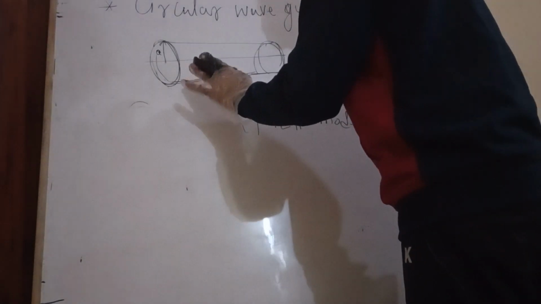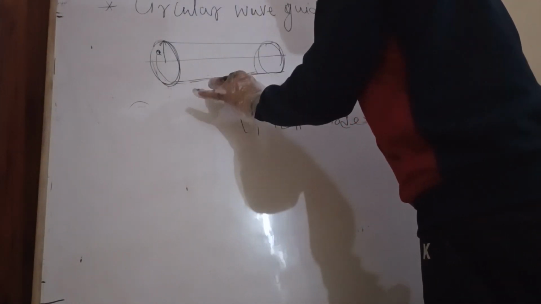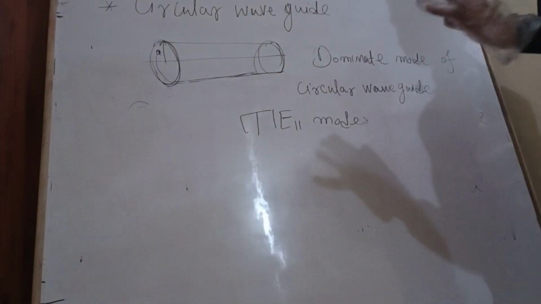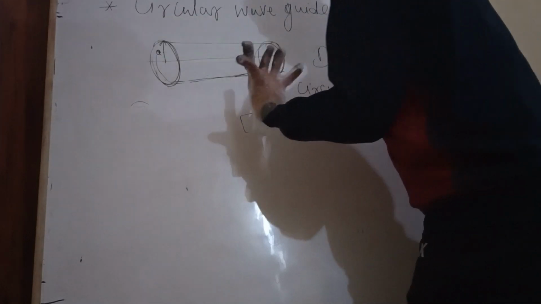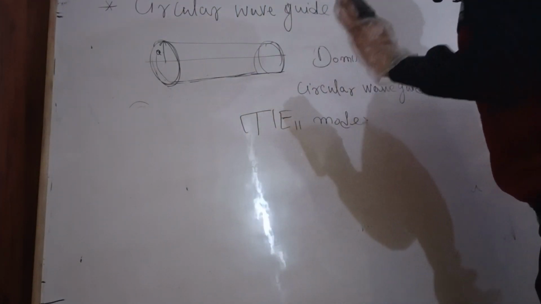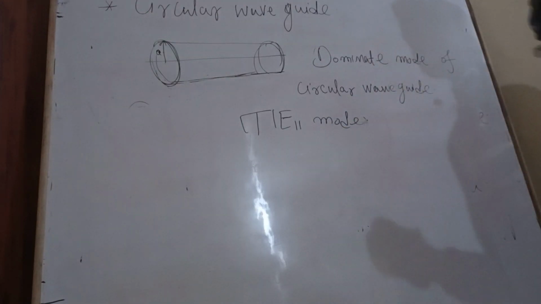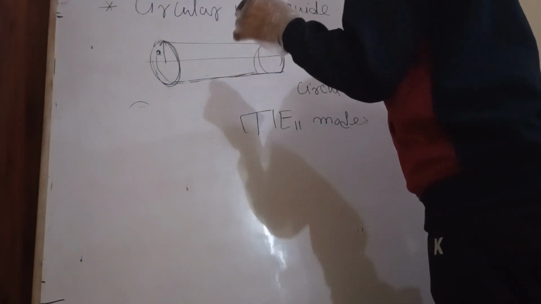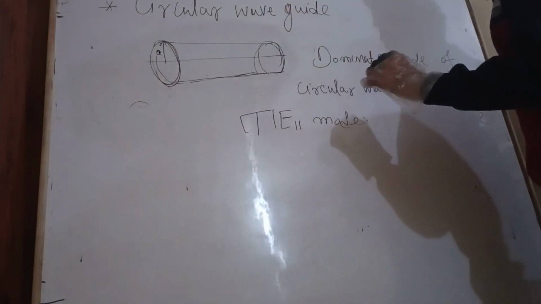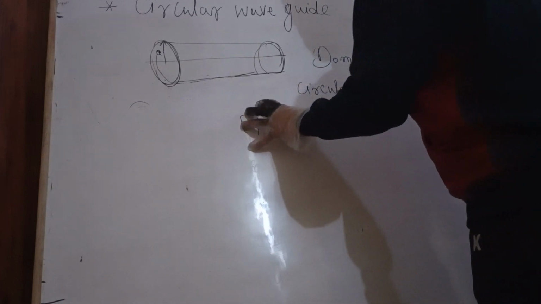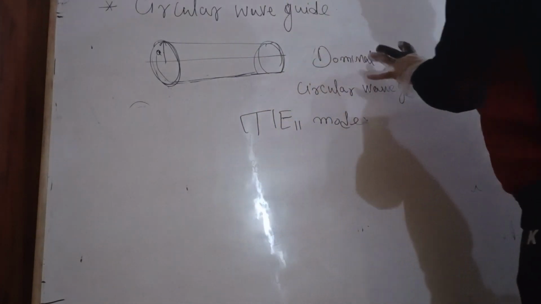So this is one of the biggest disadvantages that we found in case of circular waveguide. So that is about this dominant mode. We have seen advantages, and we have seen one of the biggest disadvantages, that is a very large interference that will occur in this particular mode, the dominant mode.